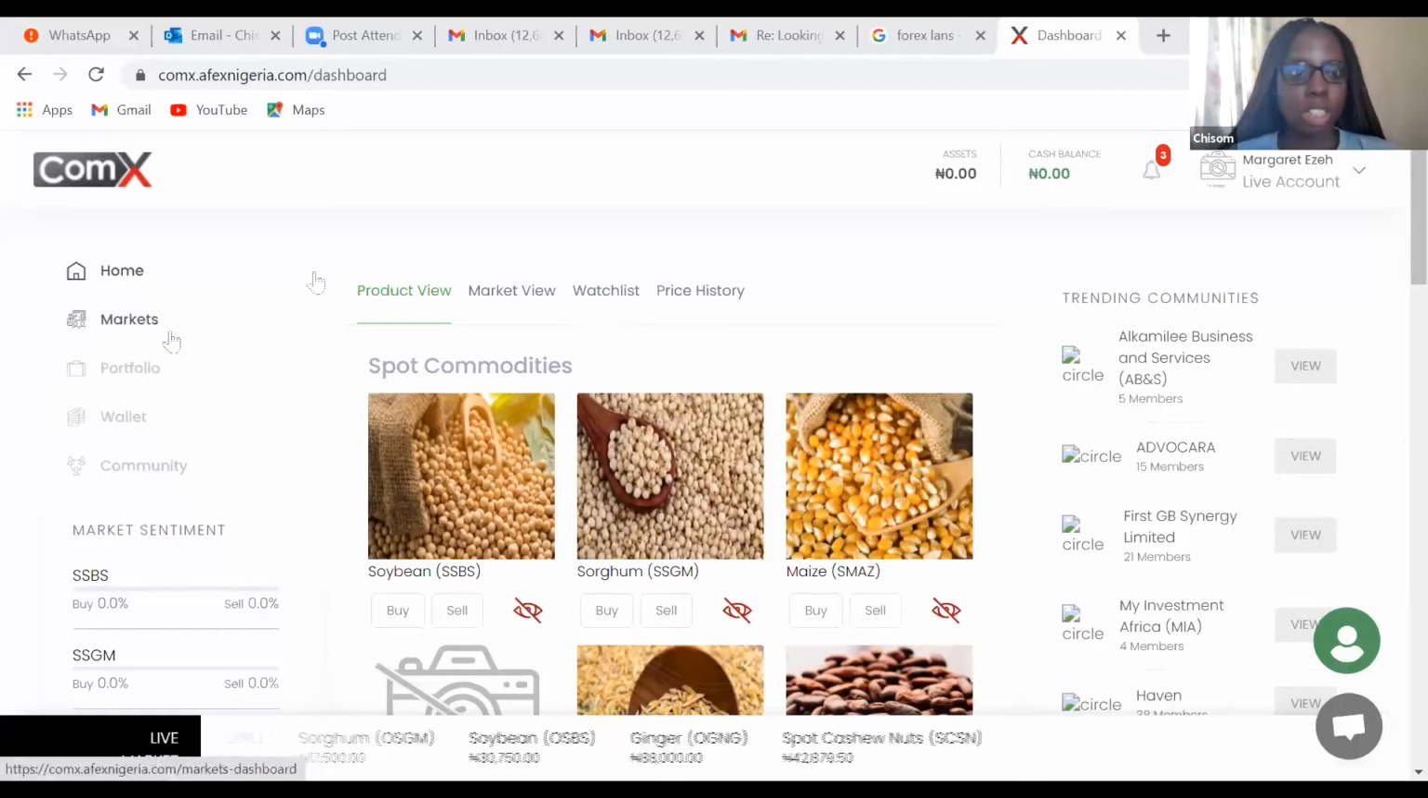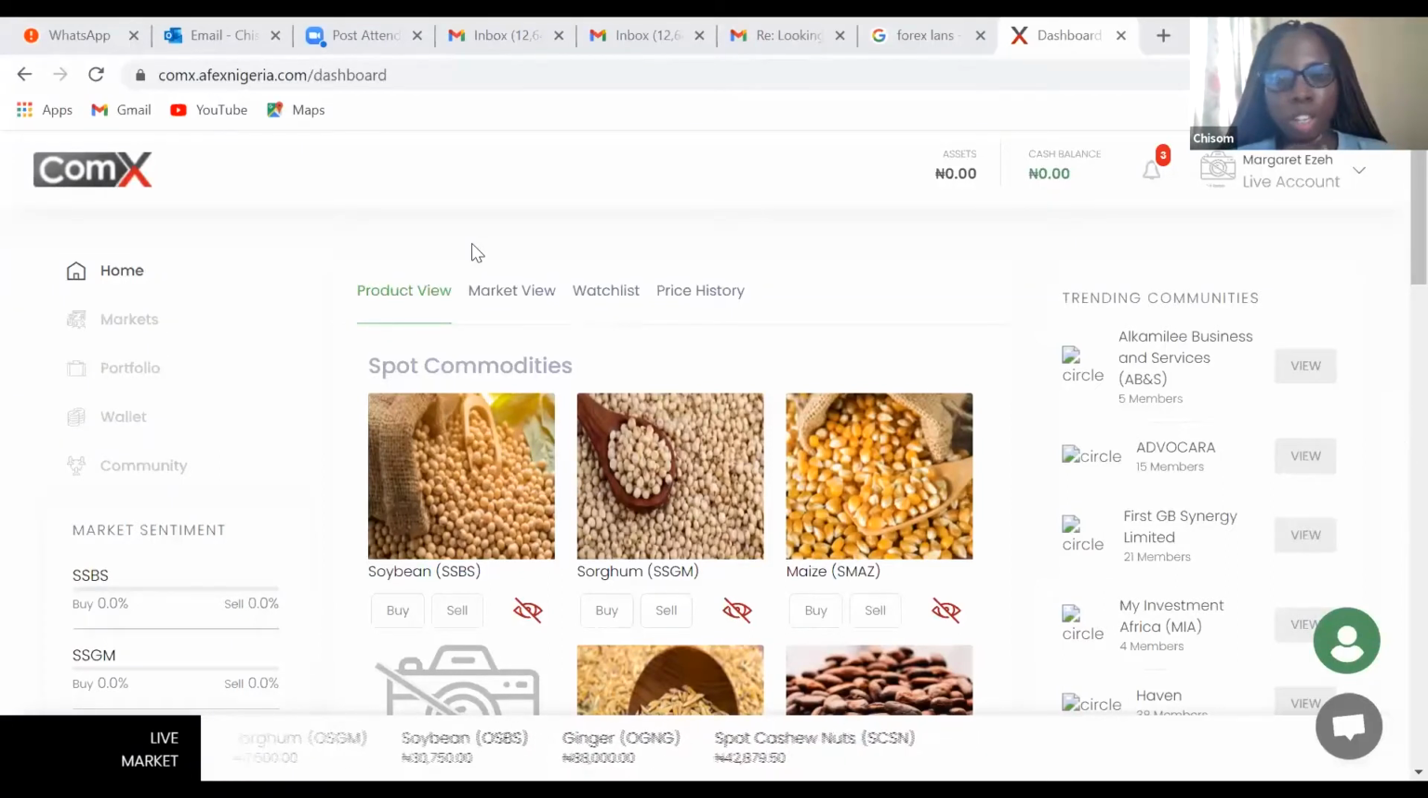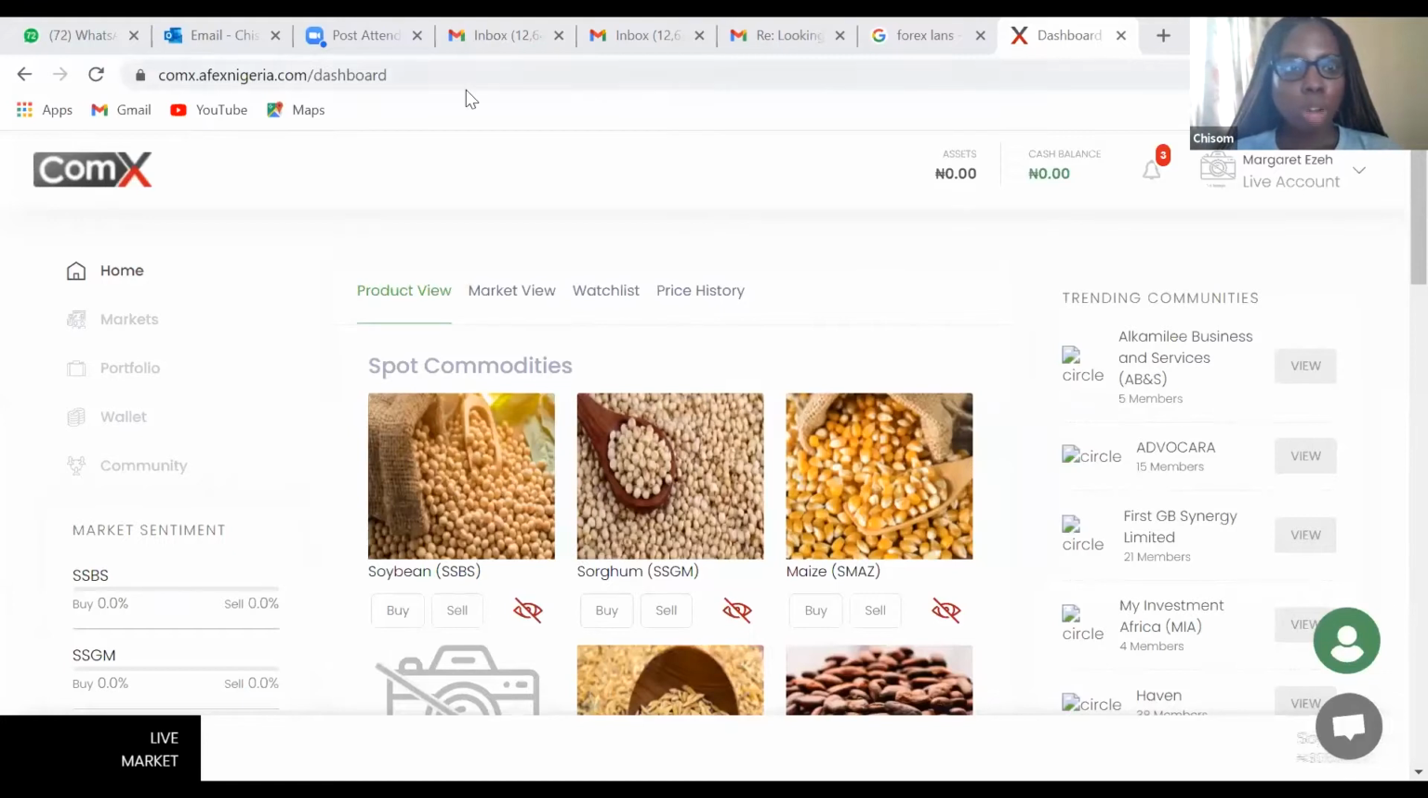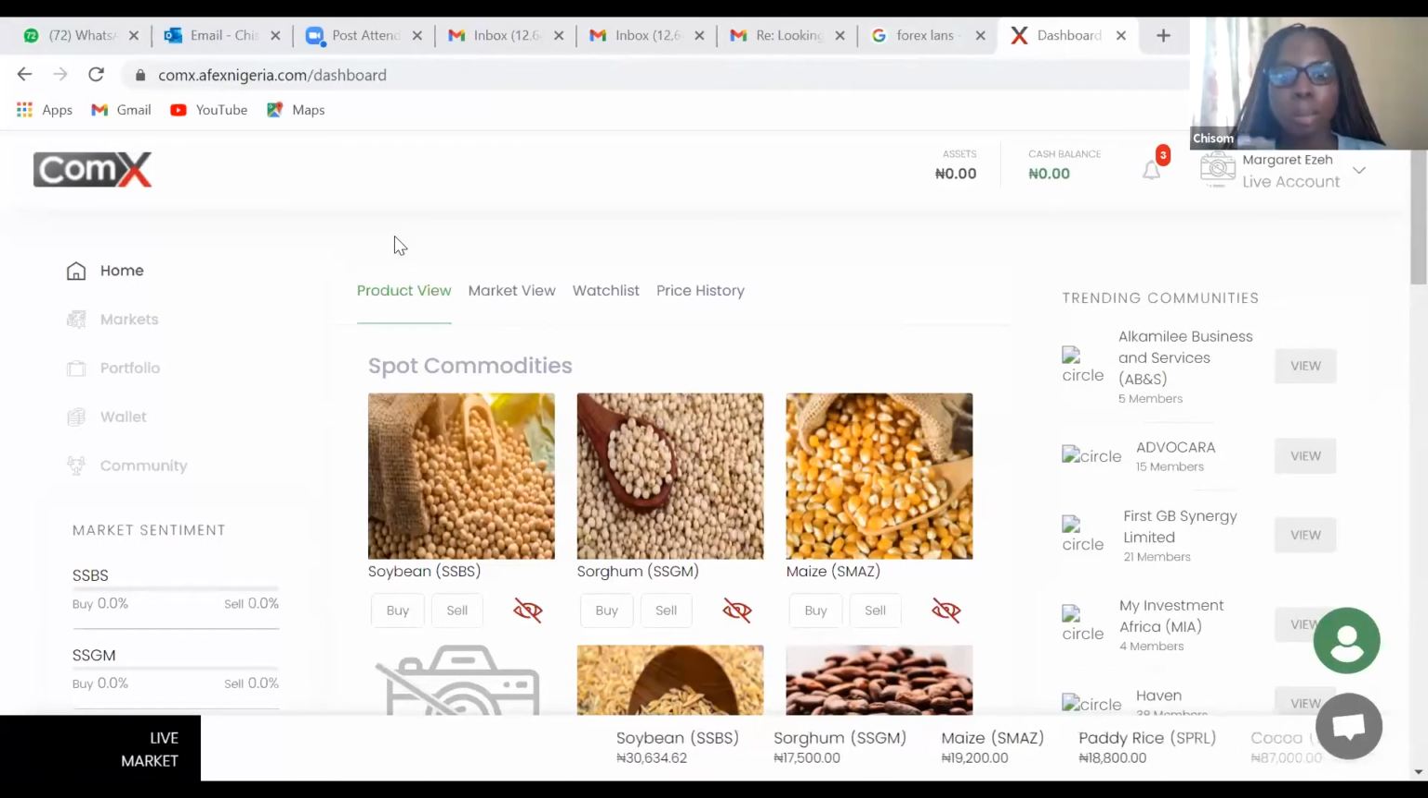As you can see here, this is basically the landing page of the ComX platform. If you want to go to our platform, our website is comx.afxnigeria.com. That is our website. There is no other website aside that for ComX. And once you go to this website, you log in. And after you sign up or you log in, this is what is going to be your landing page.